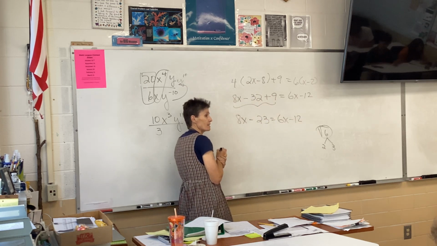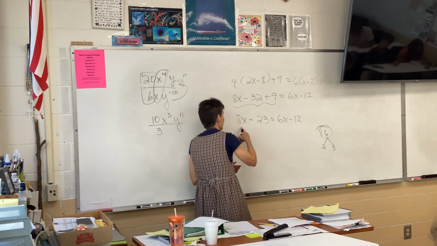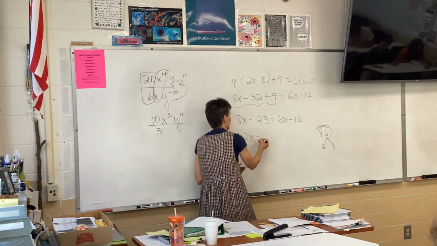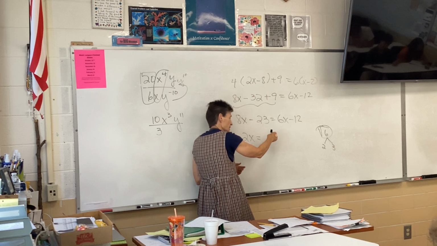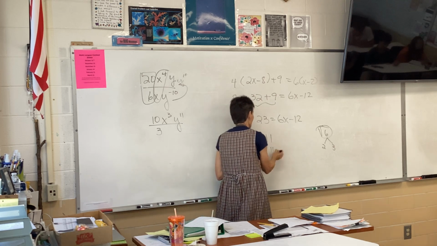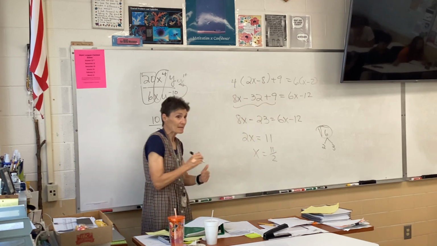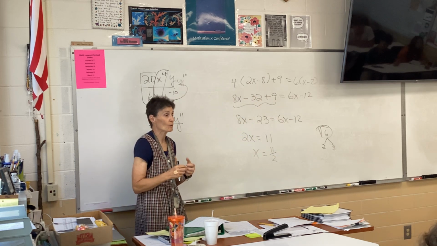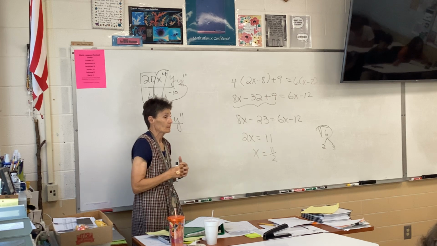Now we can start moving stuff. So we'll bring the 6x over, add the 23. I got 11 halves. How about you? And that's my answer. It's an equation. So your answer is x equals. X equals.